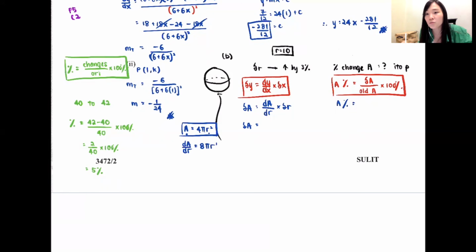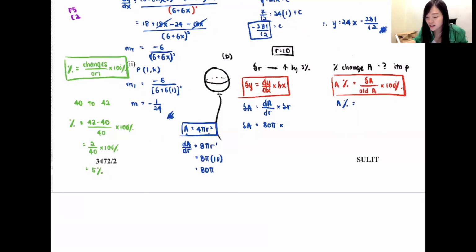Will I stop here? No, because I want the answer like a number. So if I want a number, I don't want the unknown r. So what is the r value? 10. So my dear, you guys can substitute 10 into the r. So 8 times 10, isn't it 80 pi? Okay, I got it already. My dA dr is 80 pi. So 80 pi times what? Delta r. So guys, what is my delta r?